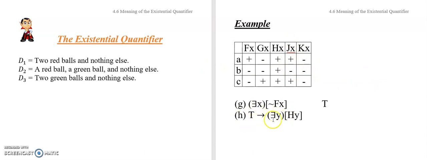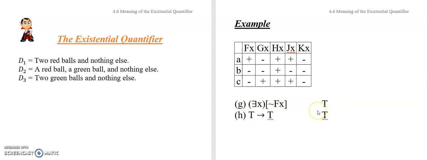So we got a true antecedent. We need at least one thing to have H. Does at least one thing have H? Yep. In fact, all of them do. So we're looking at a true arrow true situation, which evaluates to, if you remember your truth table for conditional, true. All right. Got to have those truth tables down like the back of your hand. Otherwise, this is just going to be way too much going back and forth and onerous on you. All right, let's keep rocking.